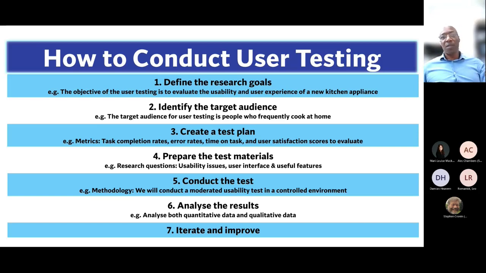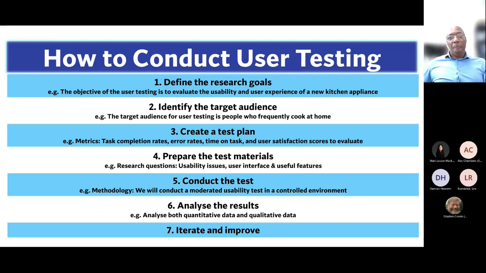Participants will be asked to perform specific tasks using the kitchen appliance while their interactions are observed and recorded. Then analyze the results of the test, including both quantitative and qualitative data. Identify any patterns or insights that may emerge. Then you use this information to make design decisions and prioritize, there's that word again, prioritize areas for improvement.